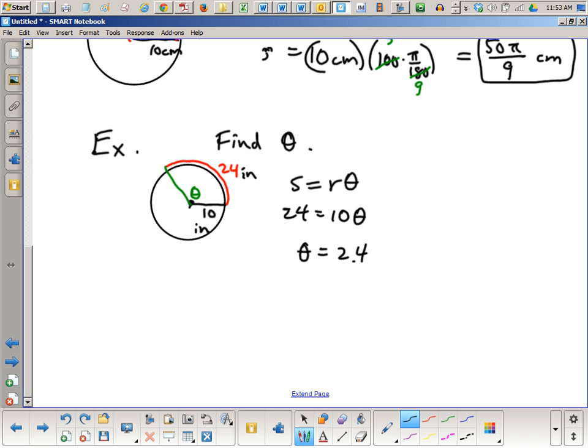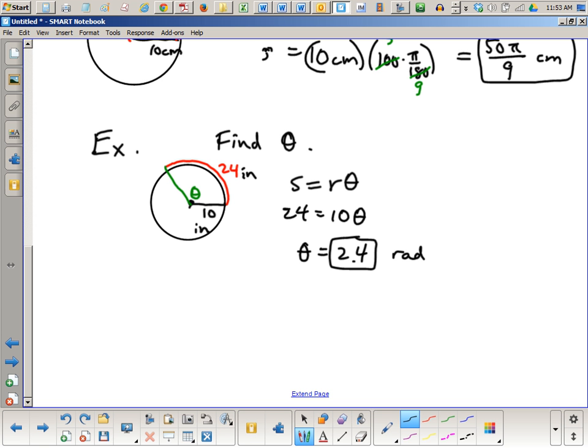2.4 what? Degrees? That's an angle. Radians. This formula, not only do we plug radians into it, but we get radians out of it. So you end up with 2.4 radians. If you're curious what that is in degrees, you can convert it.